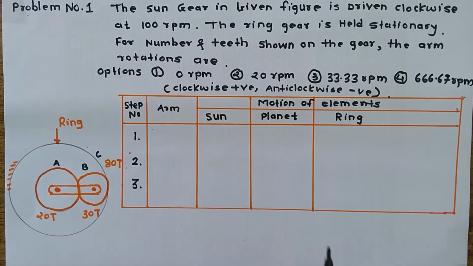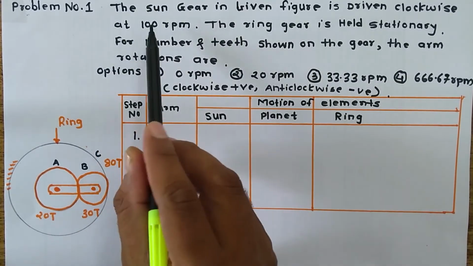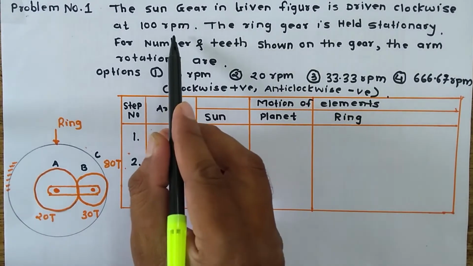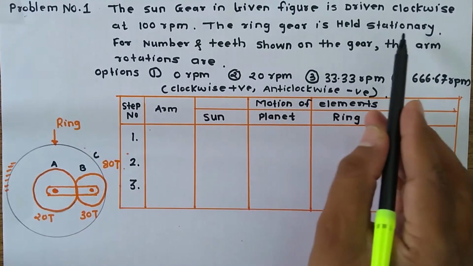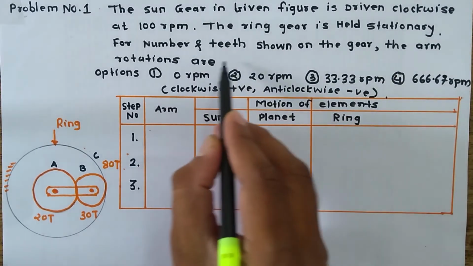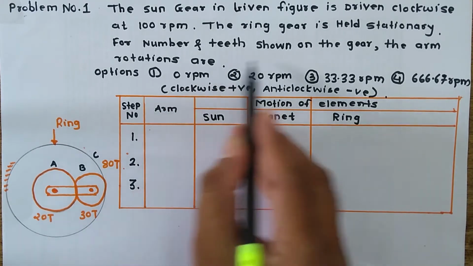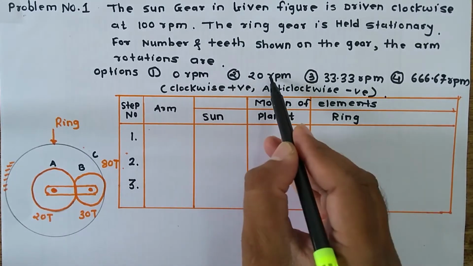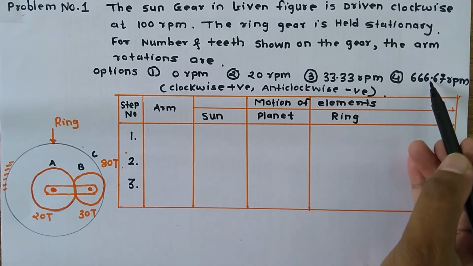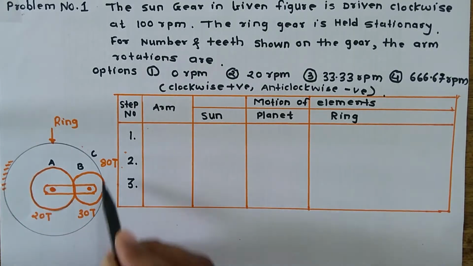Welcome to this lecture. In this lecture we'll see a problem on the epicyclic gear train. In the problem statement, the sun gear shown in the figure is driven in clockwise direction at 100 rpm. The ring gear is held stationary, for the number of teeth shown on the gears. The arm rotation is given with options 0 rpm, 20 rpm, 33.33 rpm and 666.67 rpm. So we have to see the figure.